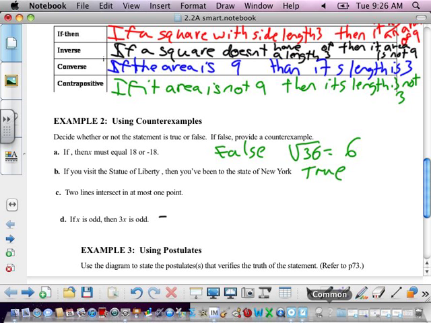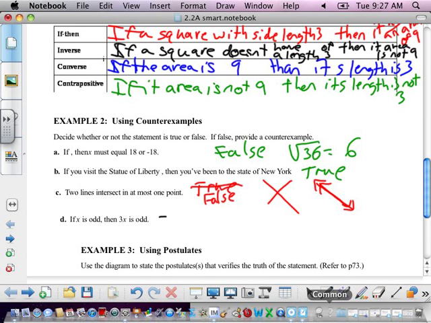Two lines intersect at most one point. True or false? True. Is that true? Can we have this? You have overlapping lines. This is false, and overlapping lines is my counterexample.